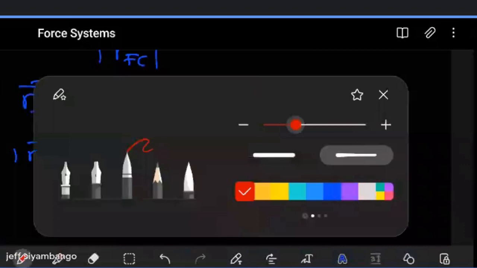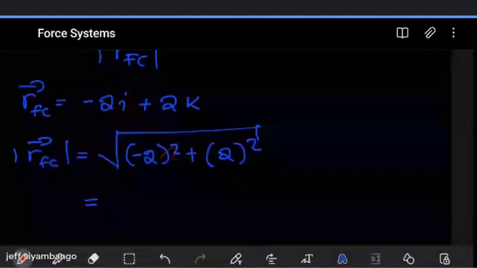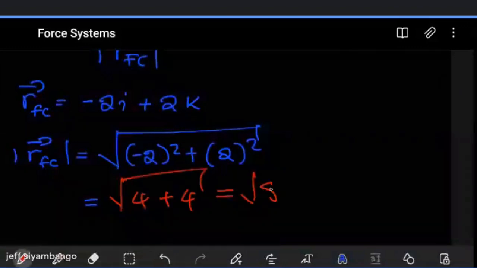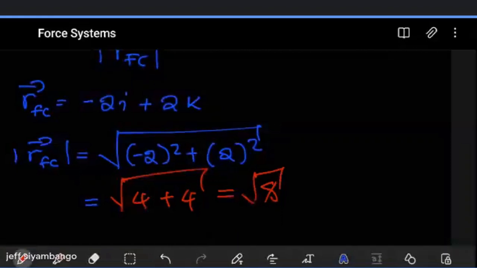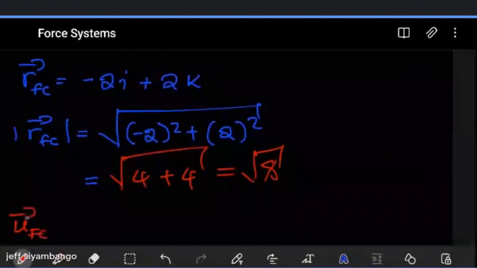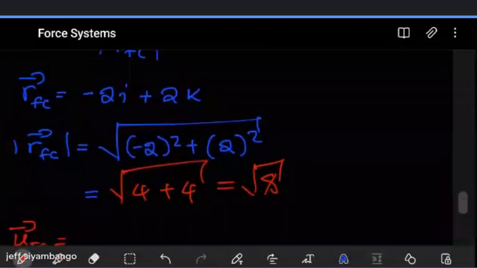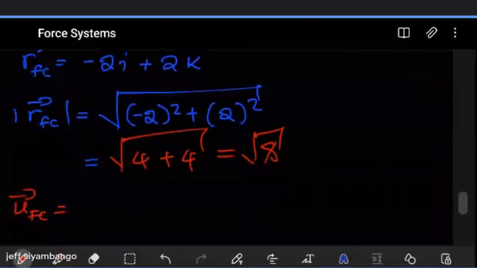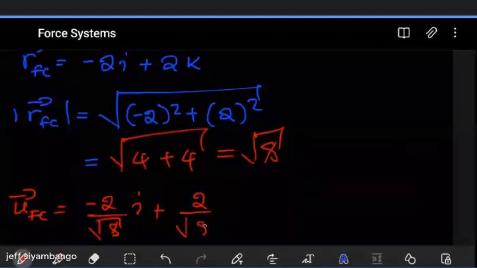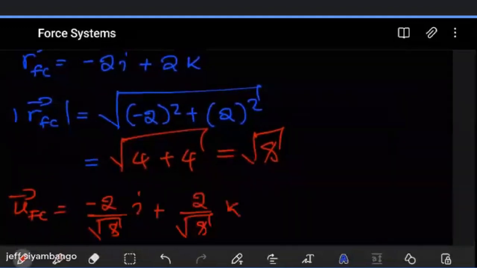So we quickly wrap up this. This becomes a 4 here plus a 4 here. So this is just √8. So we have got the magnitude here. Once we've obtained the magnitude, we can then get our unit vector from F to C. So the unit vector FC is going to be -2 over √8 in the i, then plus 2 over √8 in the k direction. So this is our unit vector.